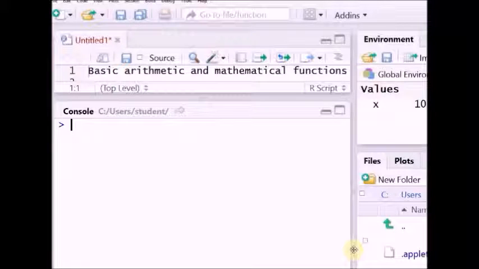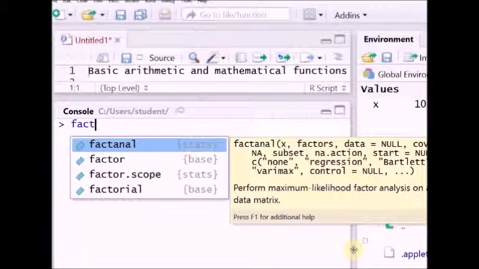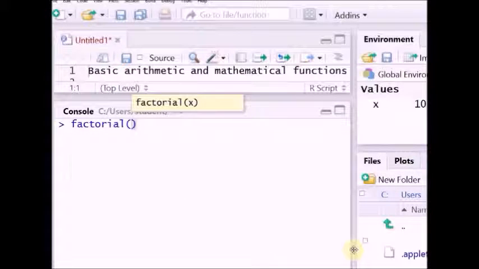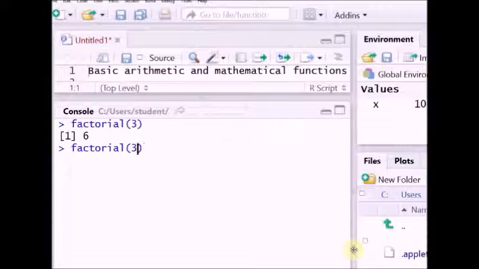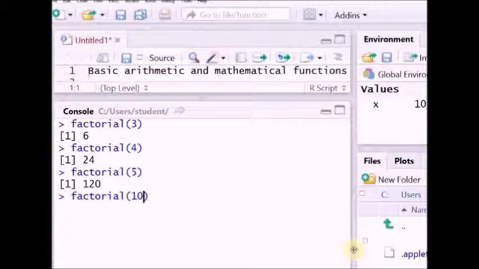Now, for factorial, say 6 factorial, what is the value of 6 factorial, or factorial of 3, factorial of 8, so use the factorial function. Factorial of 3 is equal to 6, factorial of 4 is 24, factorial of 5 is 120, factorial of 10 is this one. Okay.